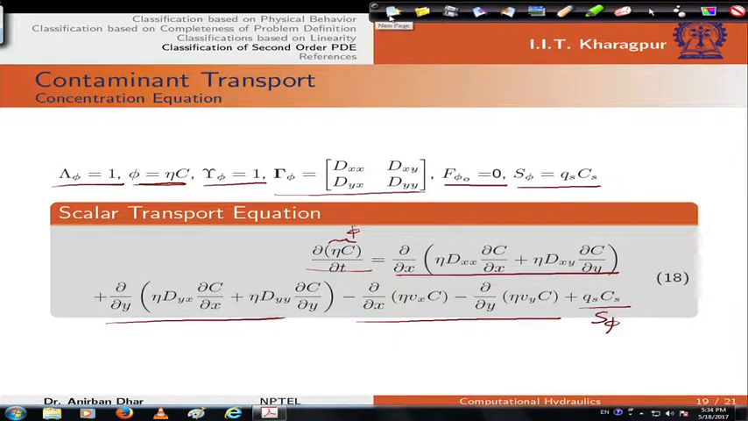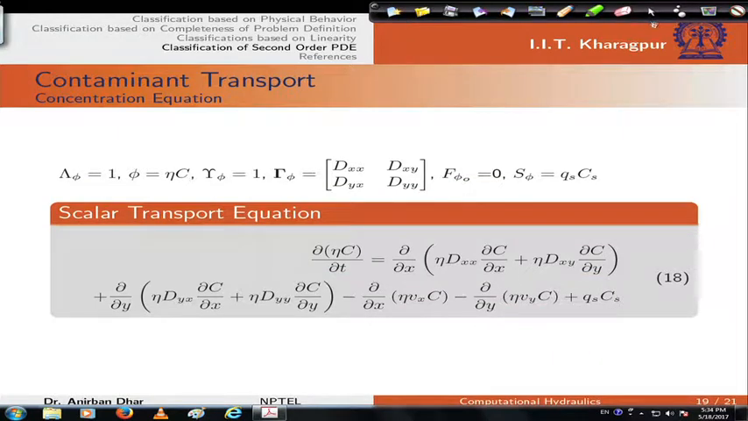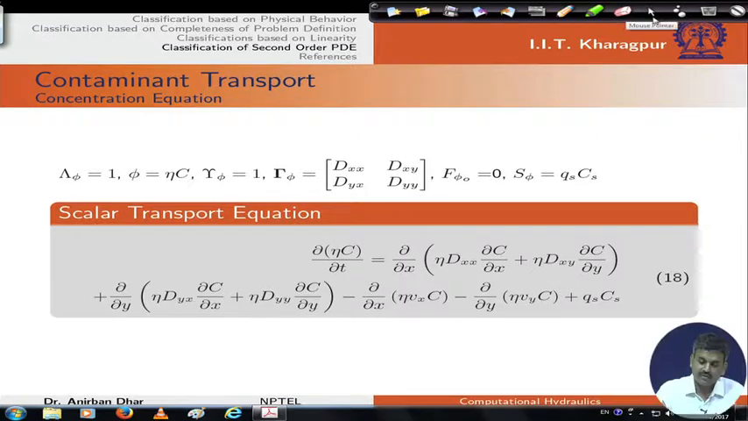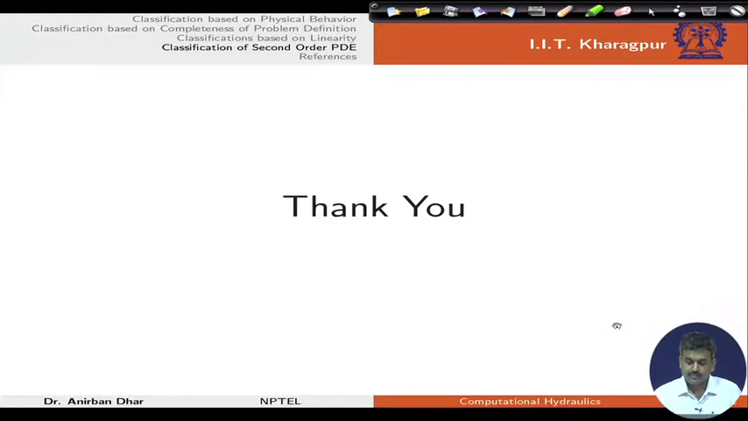We can utilize this generalized equation and get the discretization for that equation, so that we can use that general discretization for all kinds of problems. So, this is the end of module number 1. The next module will talk about numerical methods.